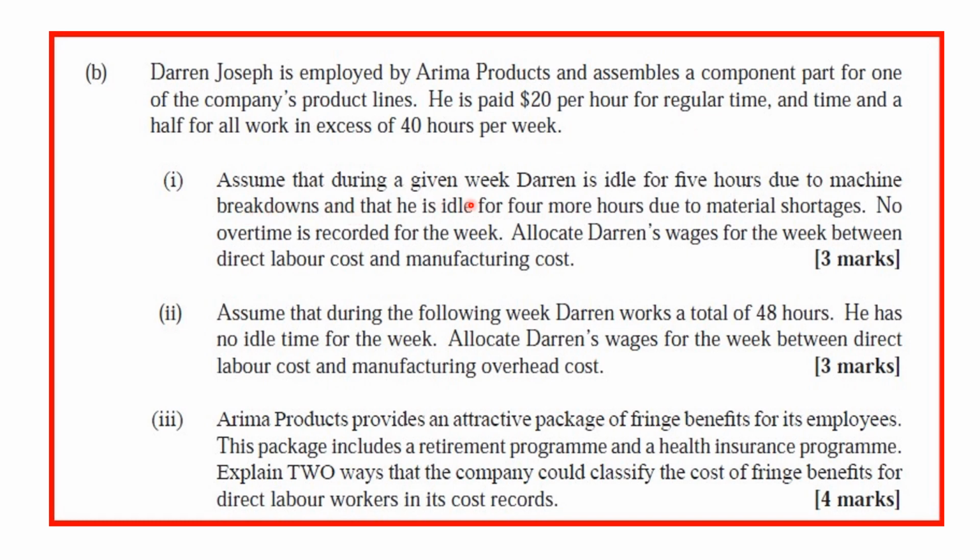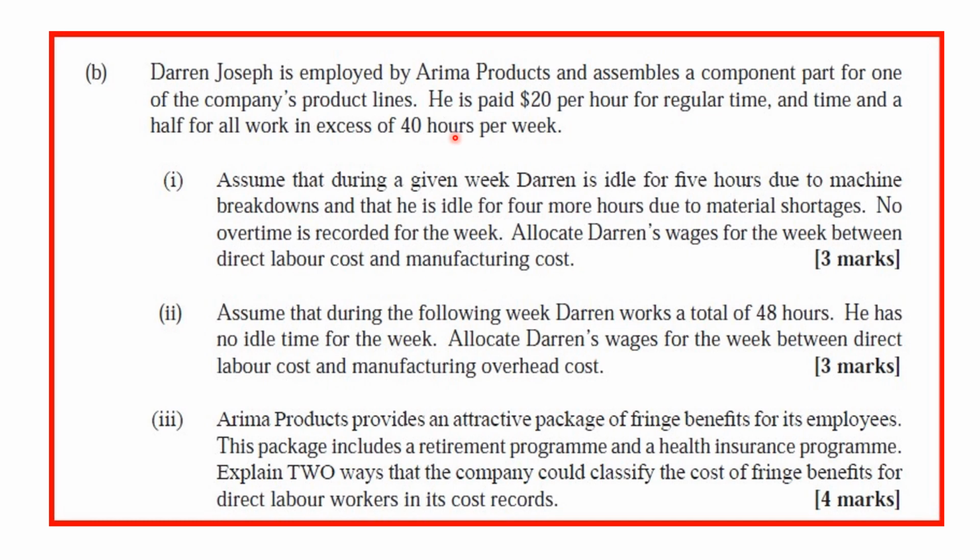Assume that during a given week, Darren is idle for 5 hours due to machine breakdowns and that he is idle for 4 more hours due to material shortages. No overtime is recorded for the week. Allocate Darren's wages for the week between direct labor costs and manufacturing costs. So direct labor costs and manufacturing costs would be indirect labor costs here they're looking at.